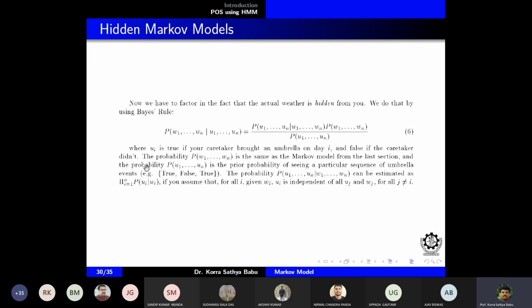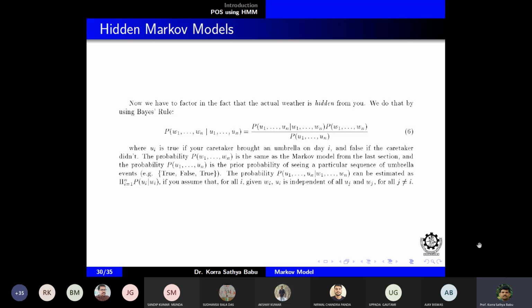So here, Ui is true if the caretaker brings an umbrella on day i, and false if the caretaker didn't bring it. The probability of W1, W2, W3 and so on is the same as the Markov model that we have seen last time. And the probability of U1, U2, U3, U4, U5 up to Un is the prior probability of seeing a particular sequence of umbrella events. Example, true, true, true, or false, false, false.